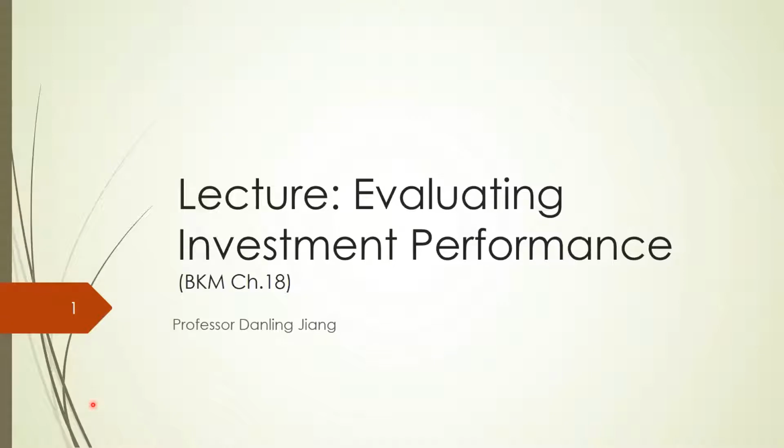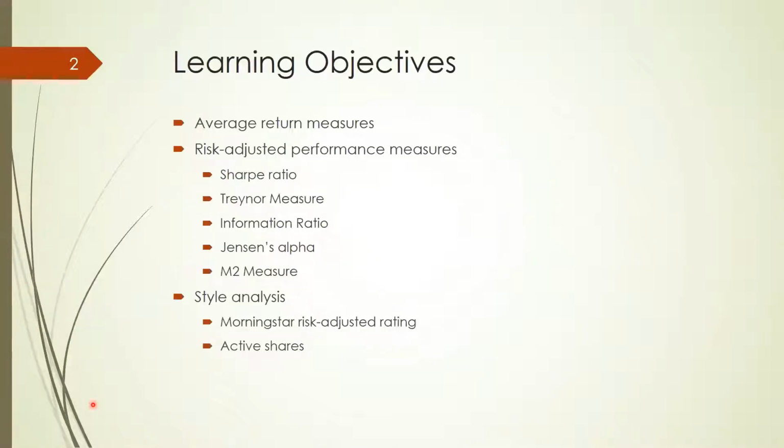Evaluating Investment Performance. In this lecture, we'll review the average return measures of a portfolio, introduce several risk-adjusted performance measures, including the Sharpe ratio, the Treynor measure, the information ratio, the Jensen's alpha, and the M-square measure. Lastly, we'll introduce style analysis, including the Morningstar risk-adjusted ratings and the definition of active share.